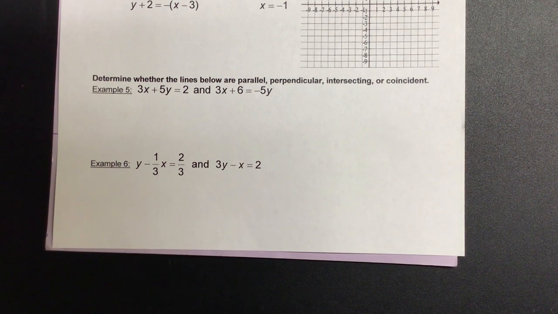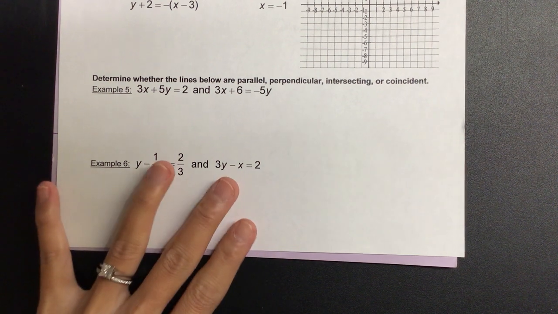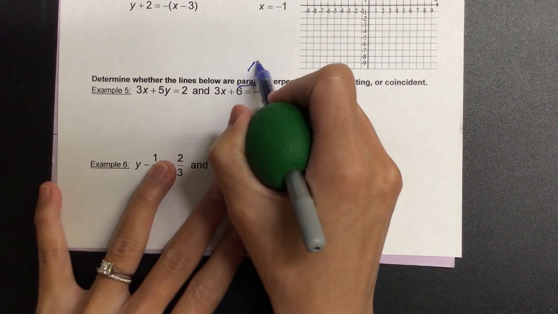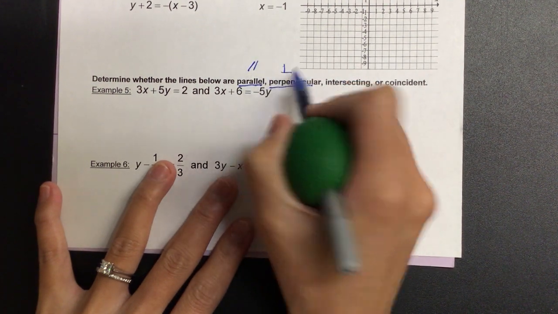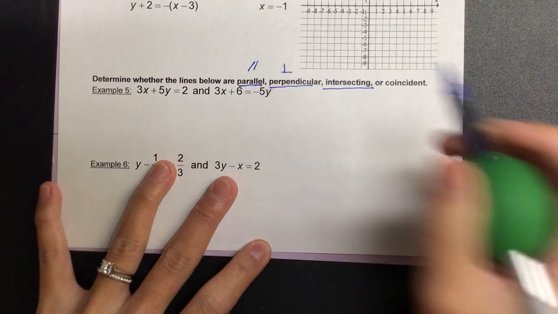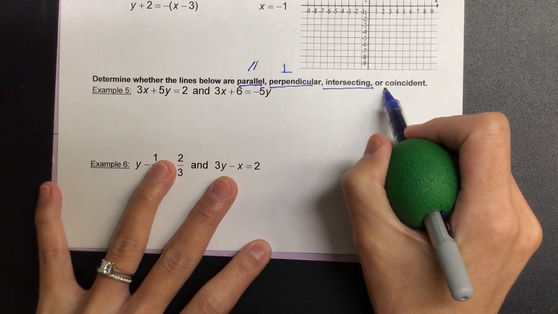Okay, on number 5, Harper, let's read the instruction above in bold. Determine whether the lines below are parallel, perpendicular, intersecting, or coincident. So we have parallel, perpendicular. Intersecting means it's not perpendicular, but it is crossing. And coincident will be the same line.